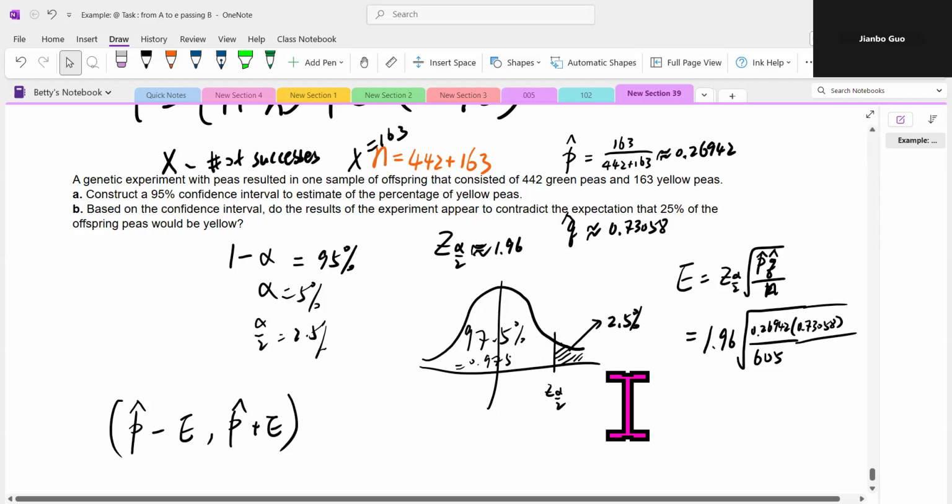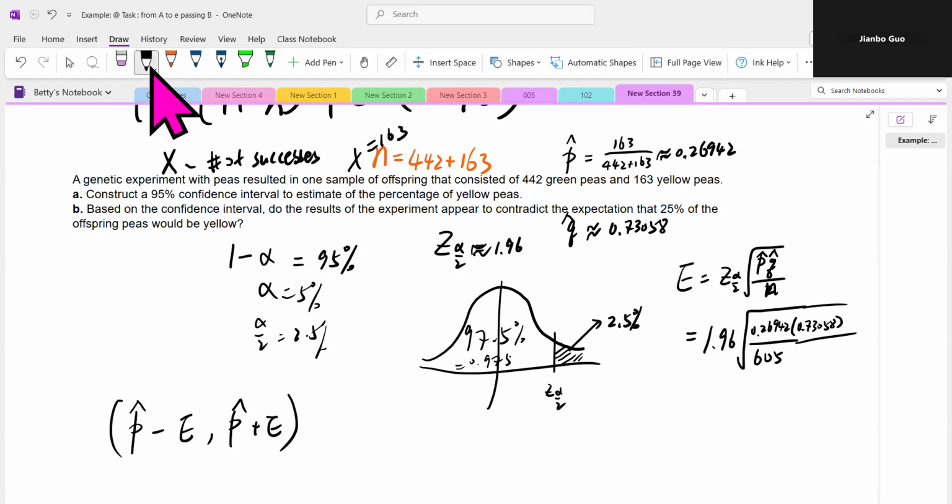The total region has area 1, remember, because this is a density curve. If the shaded region has area 2.5%, then the blank region would have area 97.5% because they should add up to 100%. 97.5% is 0.975. With the area found, you can use the TI-84 calculator. You do second VARS, and in the distribution menu, you need to find inverse normal, okay? Inverse normal.